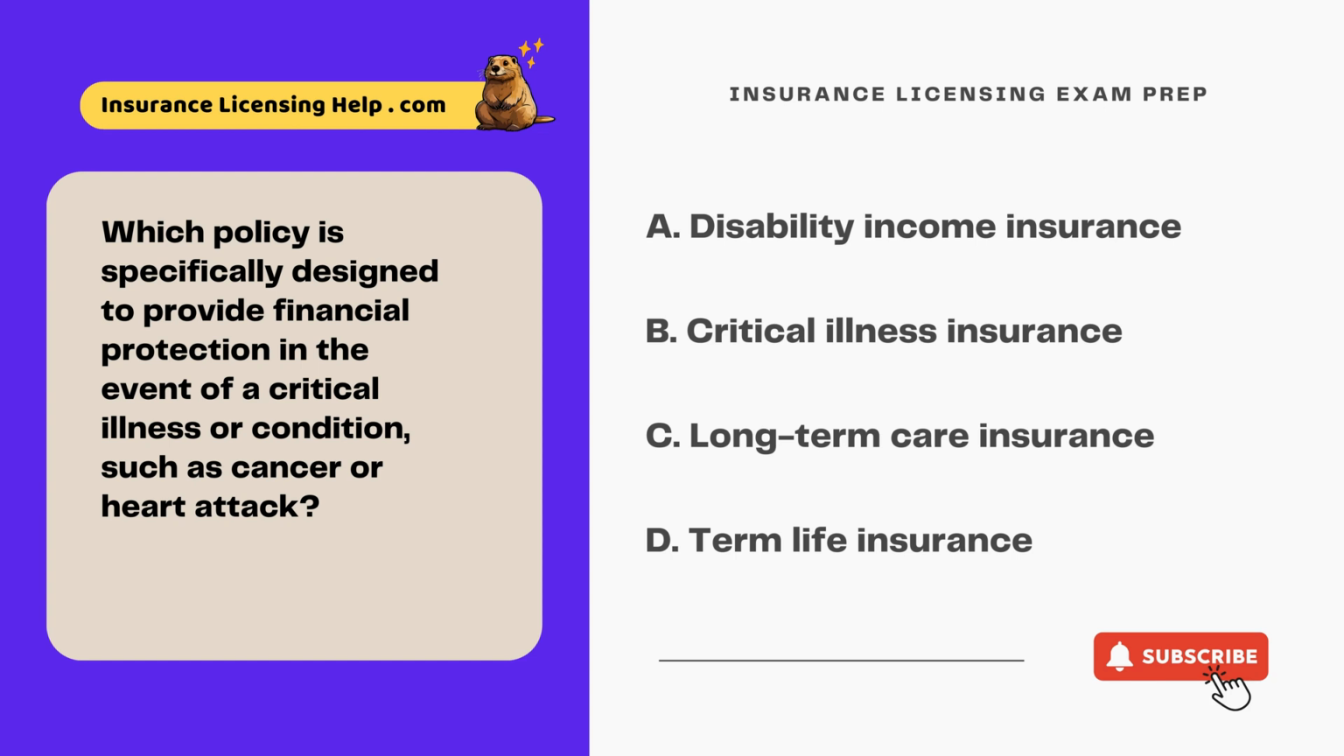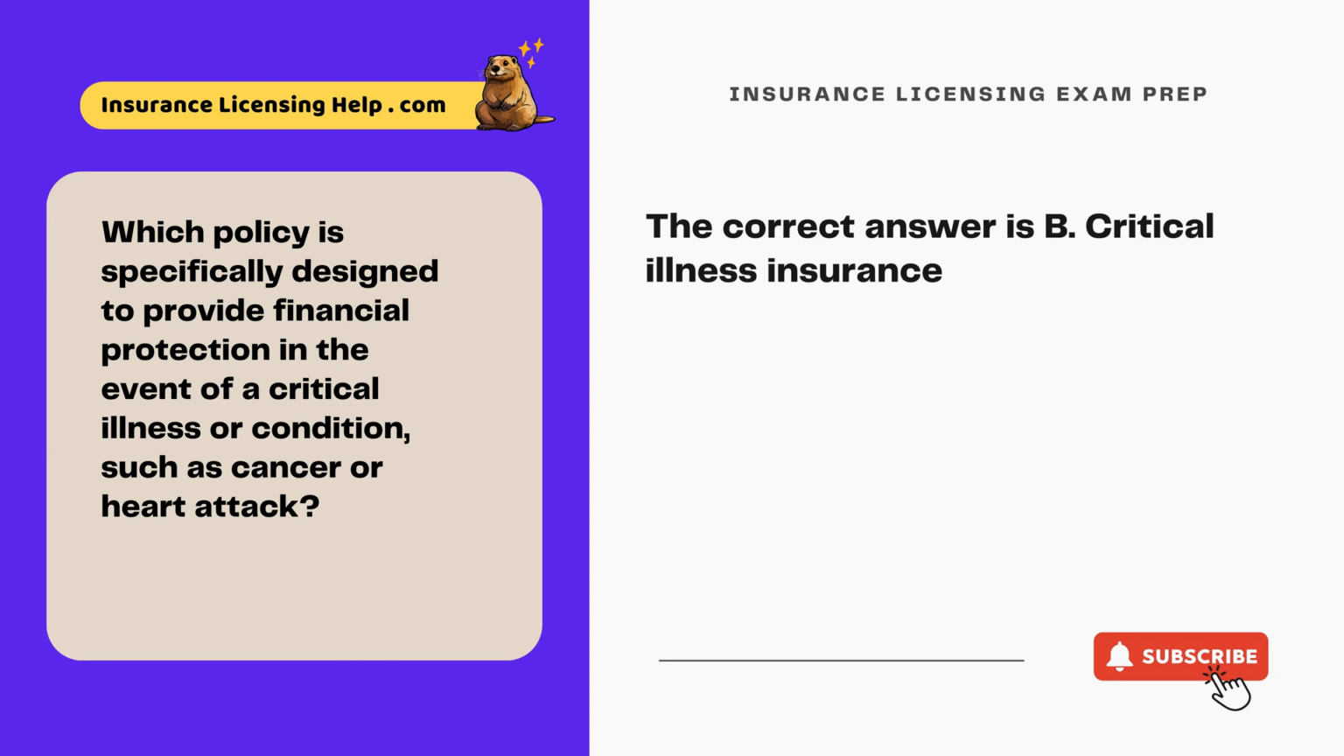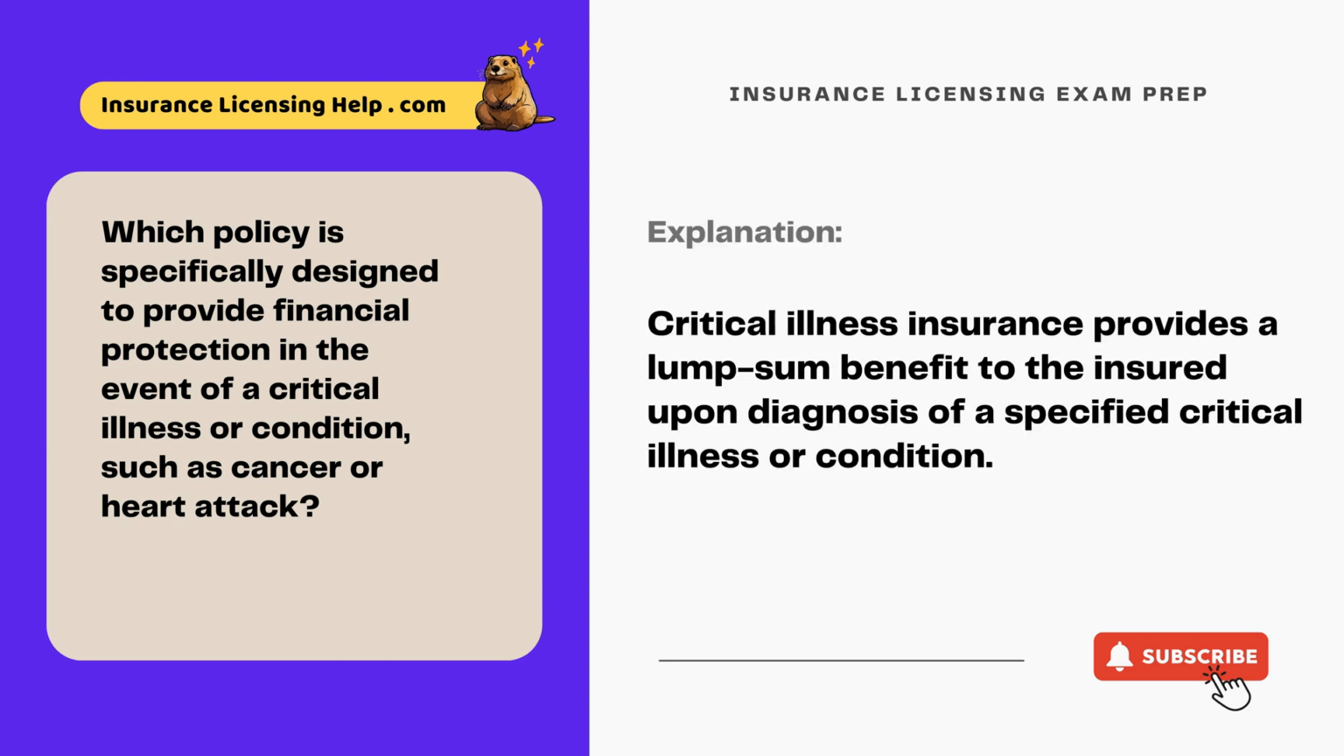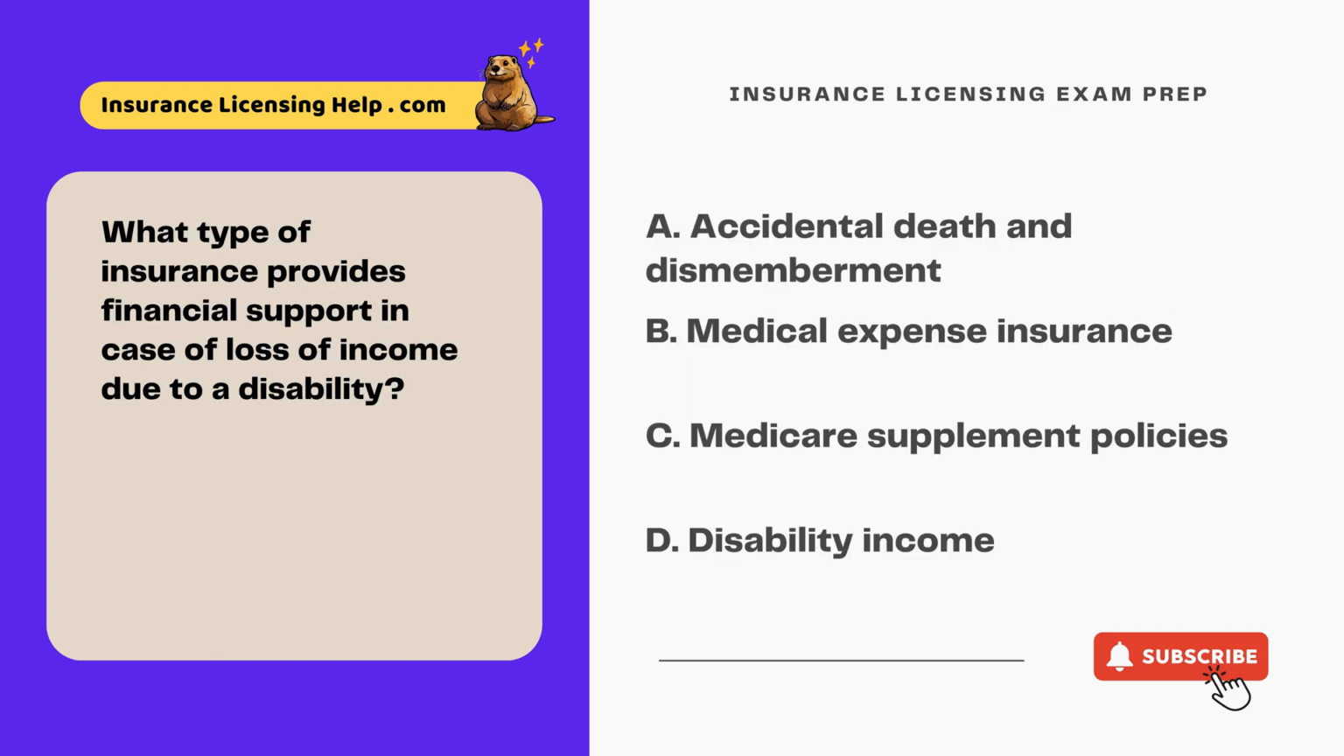C. Long-term care insurance. D. Term life insurance. The correct answer is B. Critical illness insurance. Critical illness insurance provides a lump sum benefit to the insured upon diagnosis of a specified critical illness or condition. What type of insurance provides financial support in case of loss of income due to a disability?